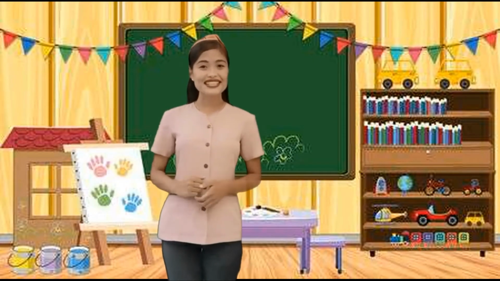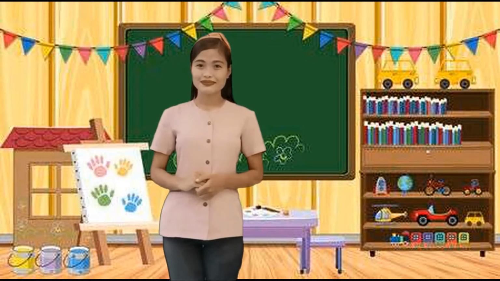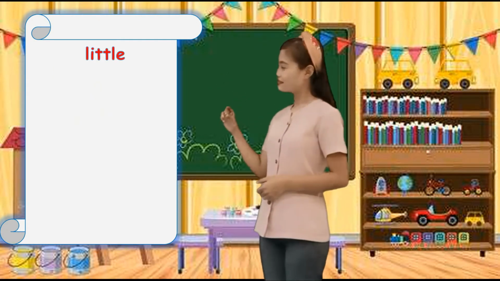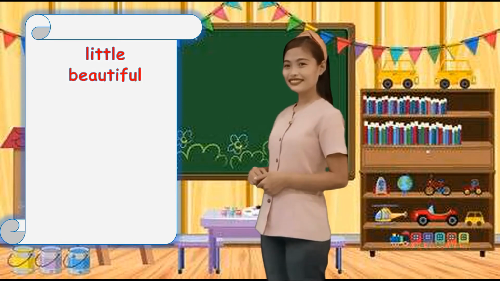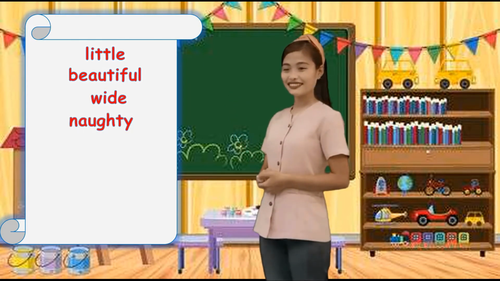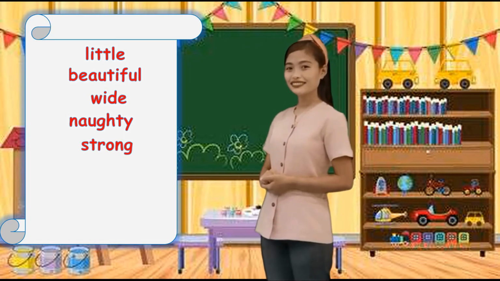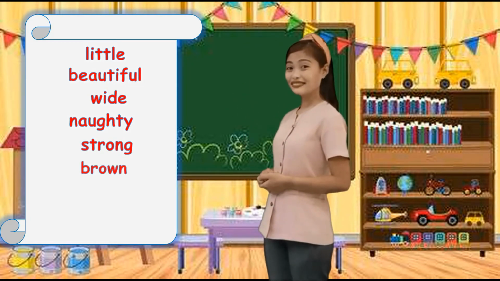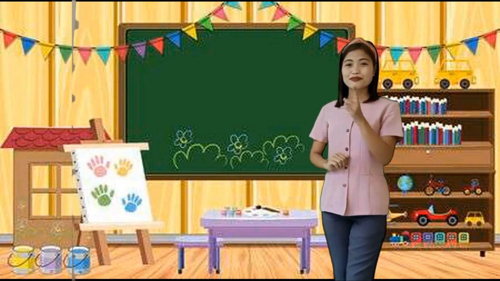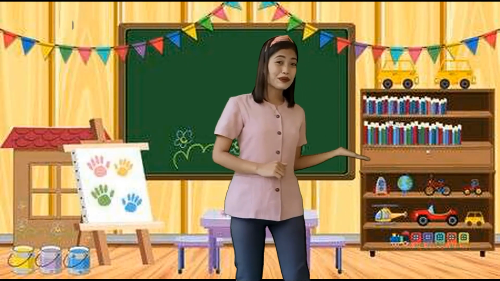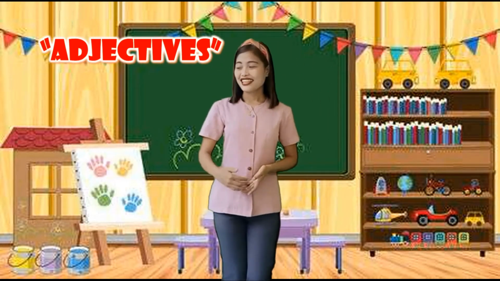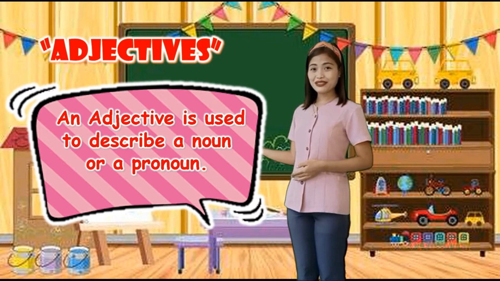What are the describing words that you've heard in the selection? Very good. We have little, beautiful, wide, naughty, strong, brown, brave. Perfect! Those words are called descriptive words or adjectives. What is an adjective? An adjective is used to describe a noun or a pronoun.